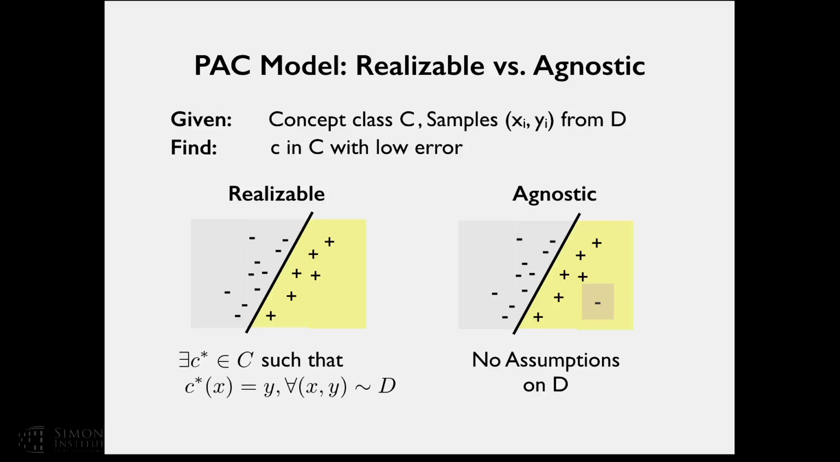The second one is when that's not the case, right? You can see in this picture there are pluses and minuses, and there's a little pocket of minuses inside the pluses, and no matter what linear classifier you have, nothing can separate all the pluses from all the minuses. So here we want essentially no assumptions on the data distribution, and our goal is to find the best classifier in the class that we can.